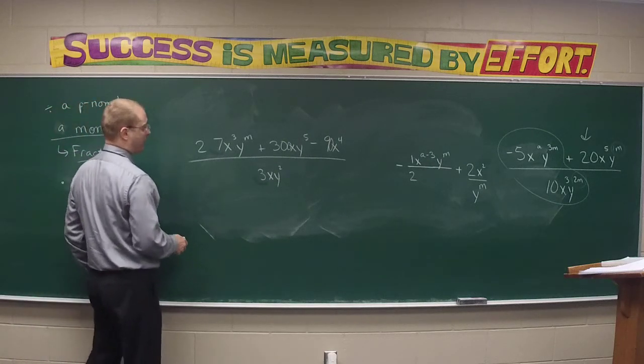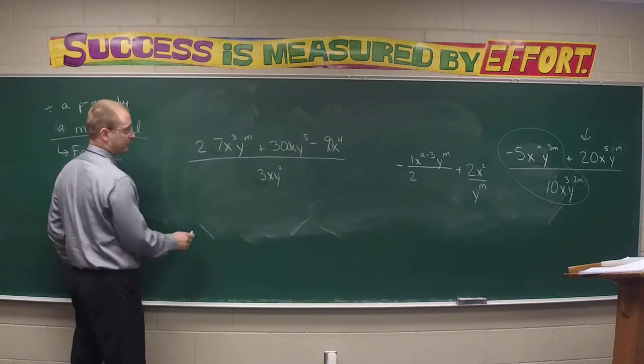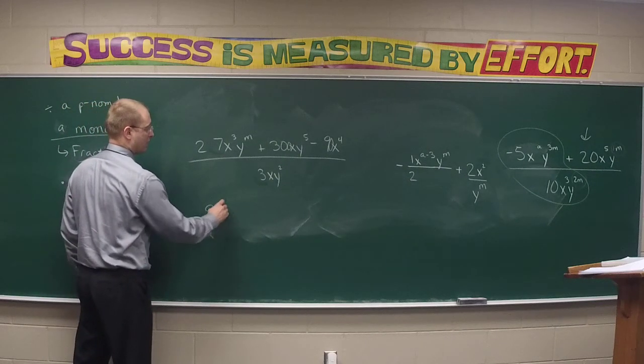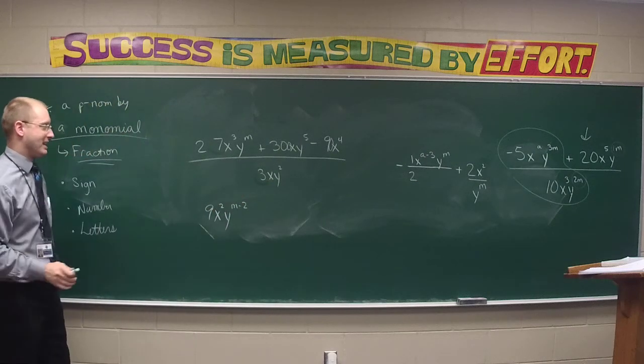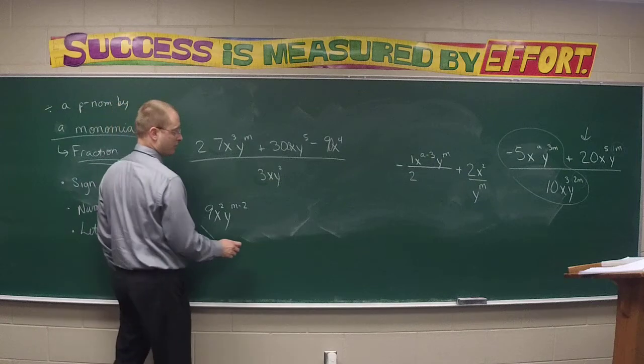All right, here we go. Sign, number, letter. Abby, first sign, number, letter. 9x squared y to the n minus 2. Perfect, and said with great confidence. Maddie, the next sign, number, letter.